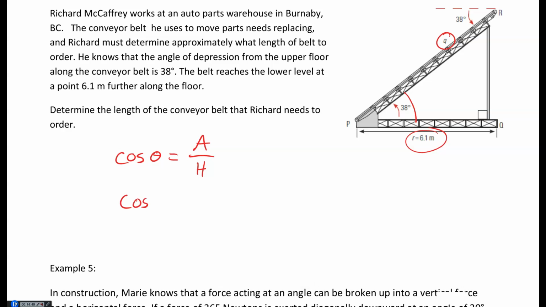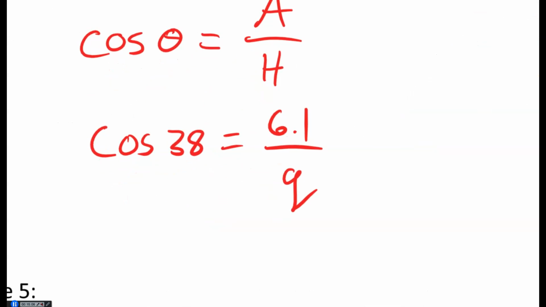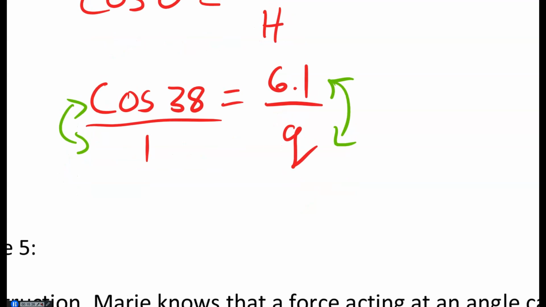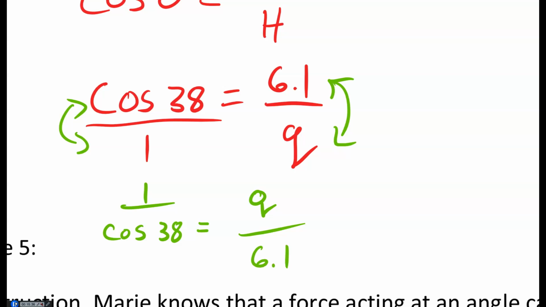So we have cos, and our angle is going to be 38 degrees equals, well, if we're looking at this here, our adjacent is going to be our 6.1, and our hypotenuse is going to be our q. So we're trying to figure out what our q is. Now, this is all over 1, and we can do our cross multiplication, but this time we have our variable that we don't know on the bottom. A faster way to do our cross multiplication is to just flip this over. So we're going to flip it over. So we have 1 over cos 38 equals q over 6.1.